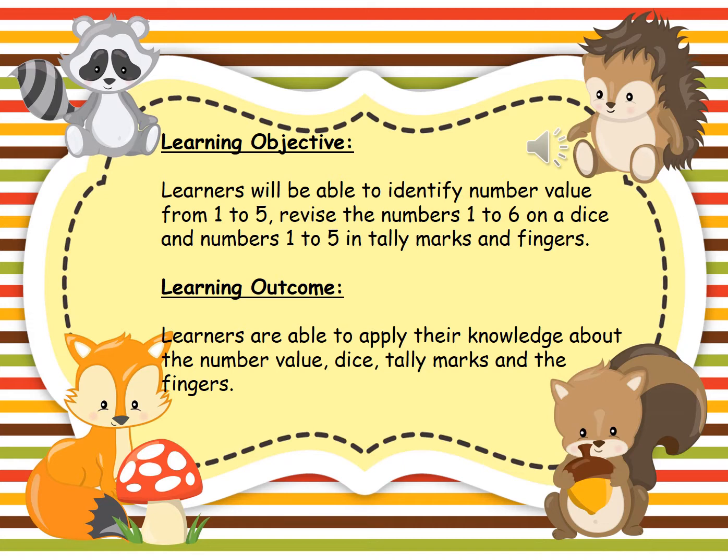Today's learning objective is learners will be able to identify number value from 1 to 5, revise the numbers 1 to 6 on a dice and numbers 1 to 5 in tally marks and fingers. The learning outcome is learners are able to apply their knowledge about the number value, dice, tally marks and the fingers.